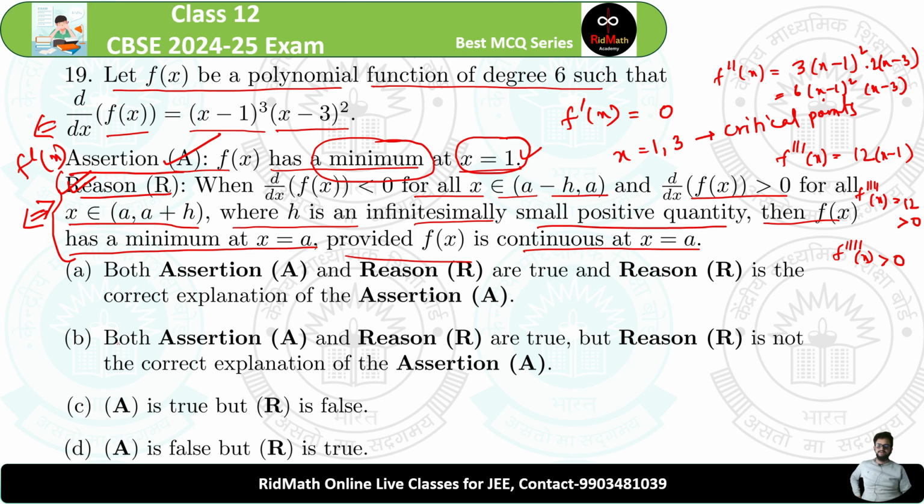So actually the assertion and reason both are correct, and this reason is the best explanation of the assertion. Okay, so option A is correct. Both assertion and reason are true, and reason R is the correct explanation of the assertion A. So option A is correct. Don't be sad, I will make a separate video for this concept where I will discuss this epsilon delta or infinitesimal property of continuity and differentiability.